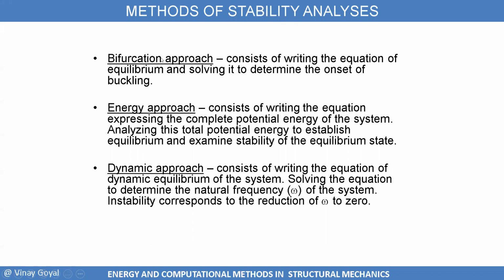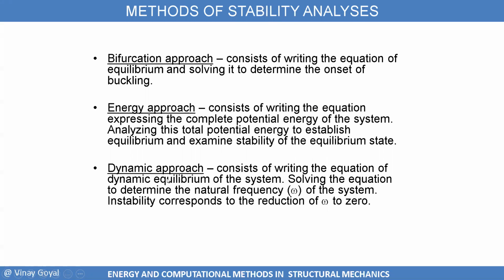The first approach, the bifurcation approach, consists of writing the equations of equilibrium and solving them to determine the onset of buckling. That's all you can do with the bifurcation approach. The energy approach consists of writing the equations and expressing the complete potential energy of the system. So you take the equation and write the whole potential energy of the system. We will analyze this total potential energy to establish equilibrium and examine the stability of the equilibrium state. So the energy approach can help you with that.